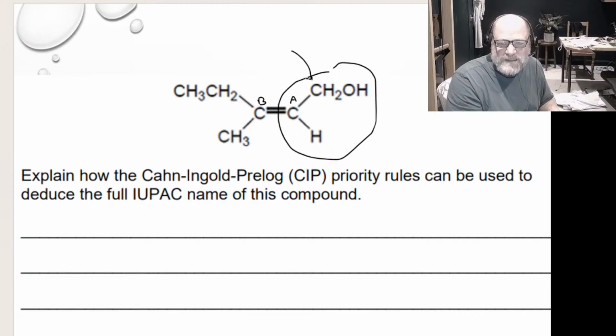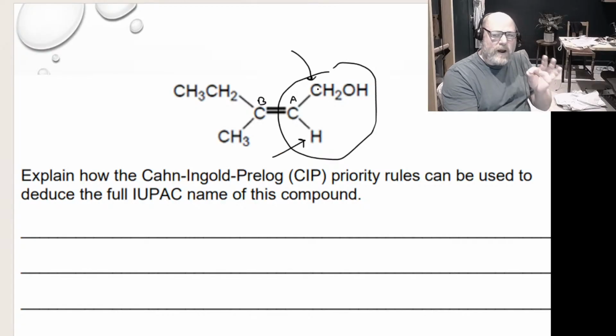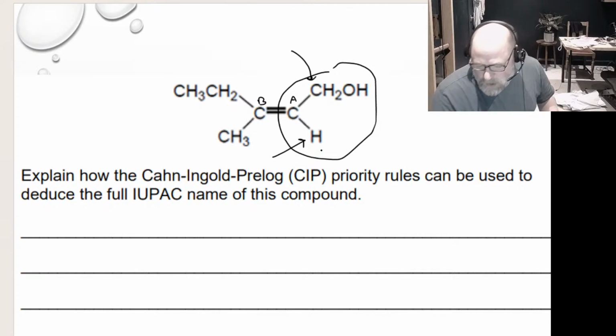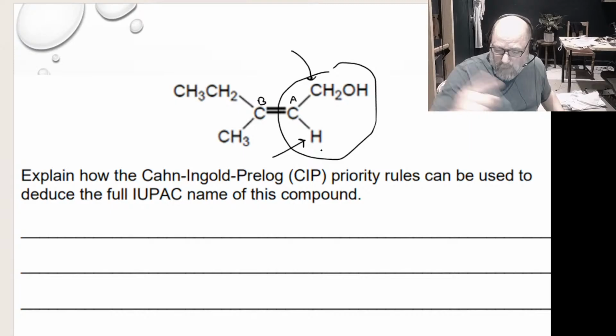And what can we say? Which one is higher priority, this CH2OH or the H? Which one is the high and low? So you're going with Z-3-methylpent-2-en-1-ol. You might well be right with that, but remember we've got to talk it through.